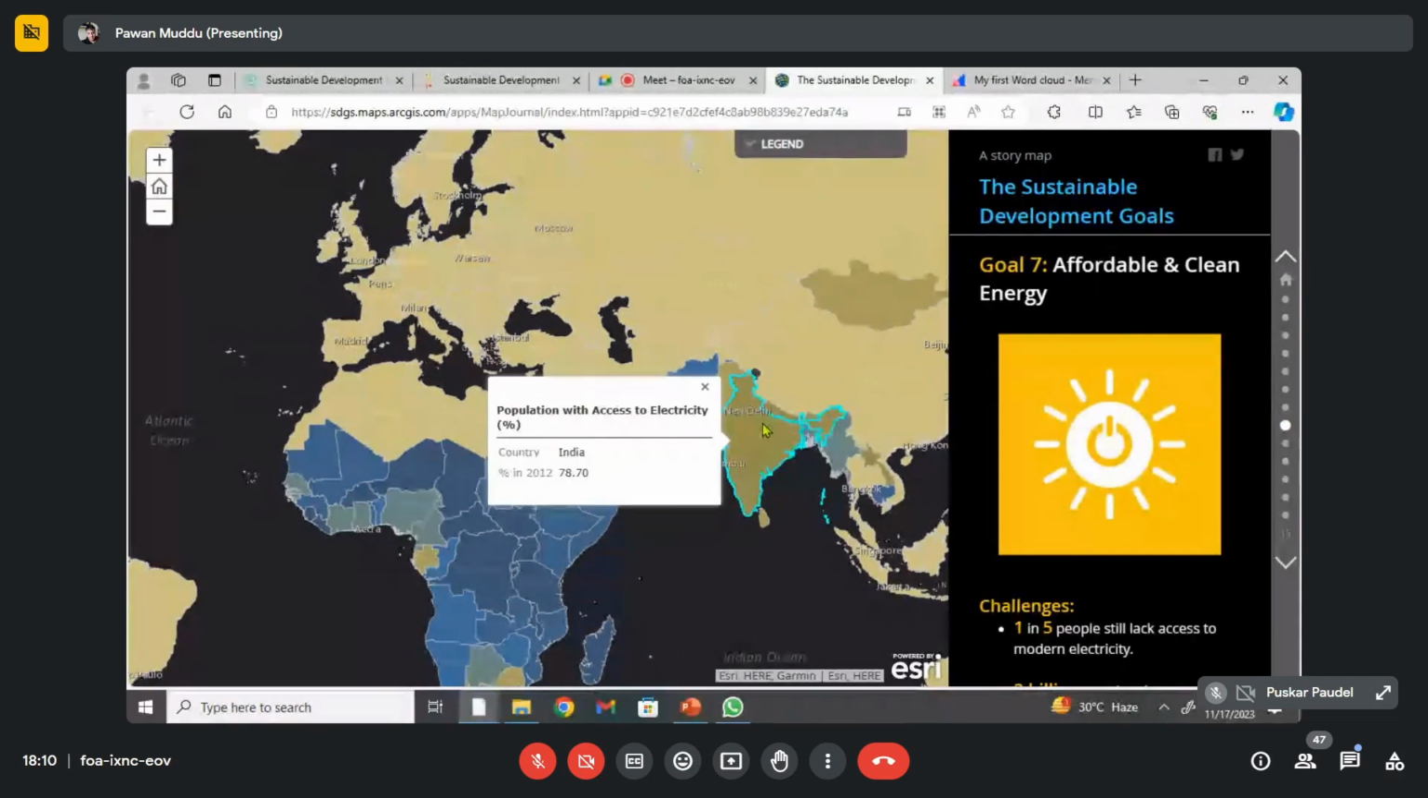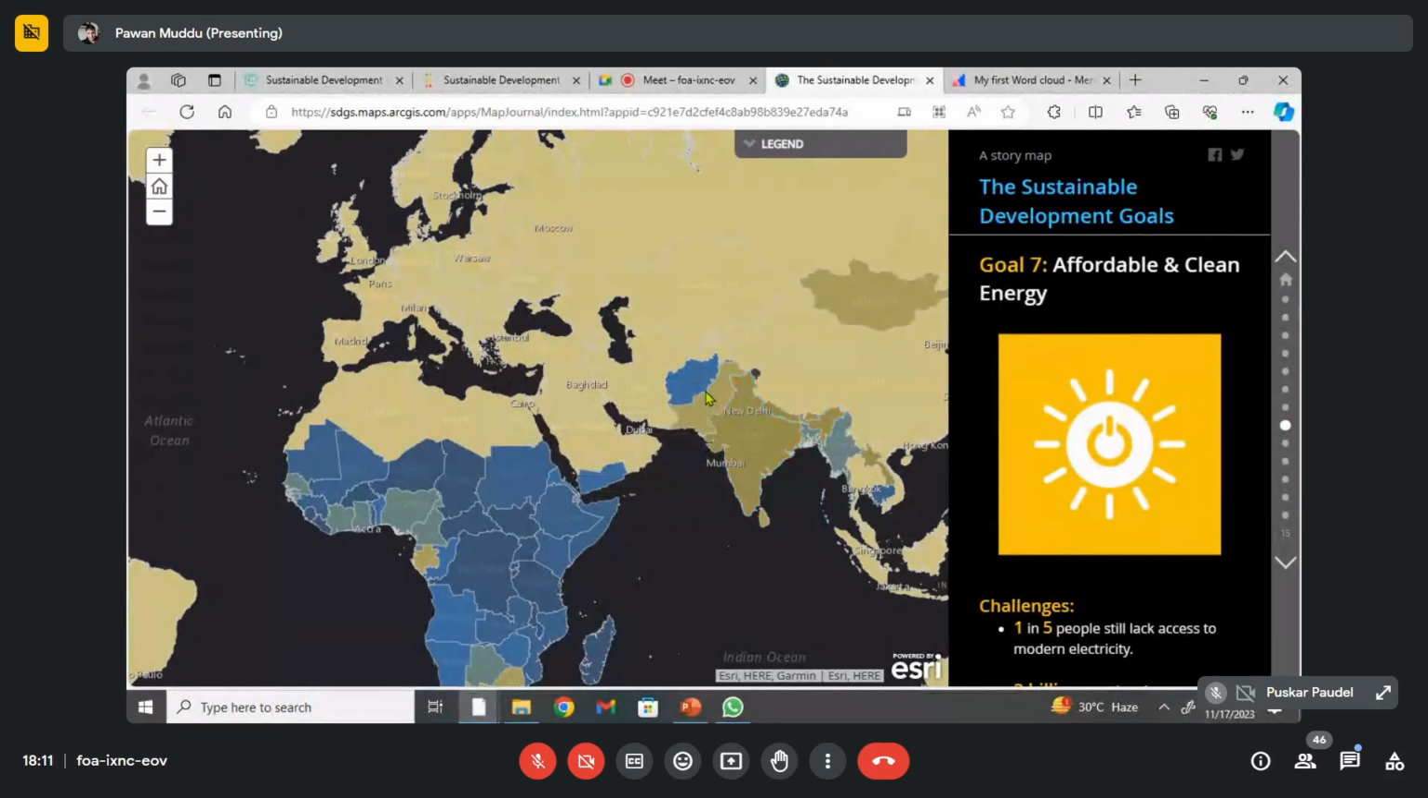But if you see India's population, it's still lower. It's only 78% that have access to this, right? Which is a bad reality. Yeah, we don't want that. We can have more. But you come to Afghanistan, it's only 43% that have that access. So yeah, that is a very important thing that we need to know.